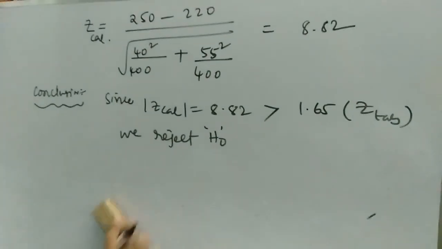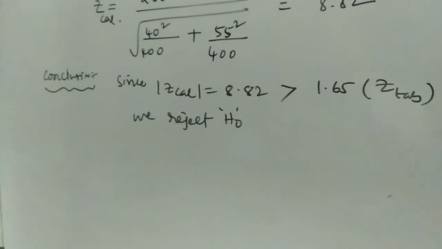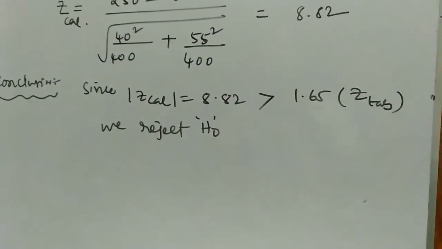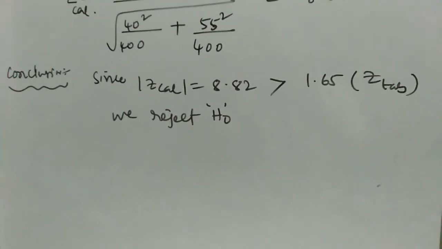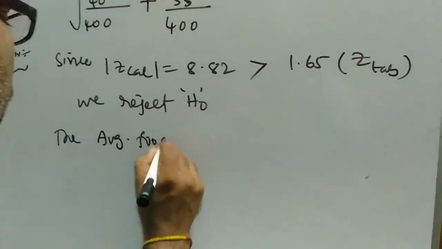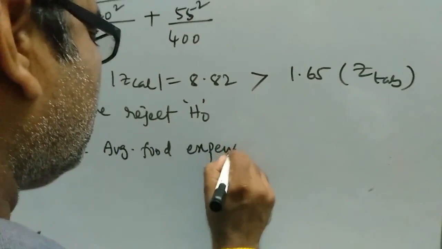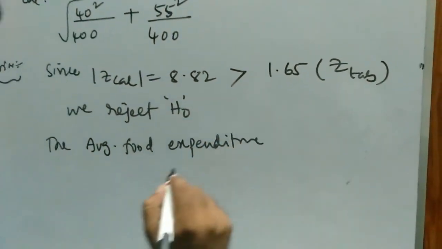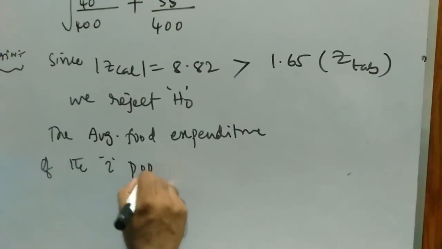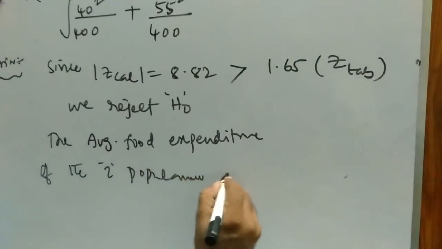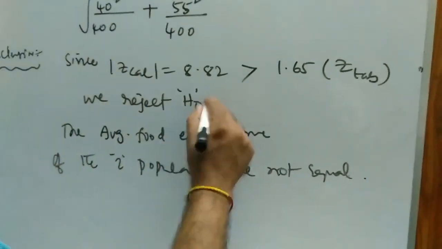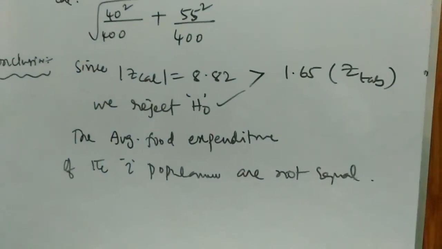The two populations are the same, so that is where we get a contradiction. That means what? Reject H0 means what? The average food expenditure of the two populations are not equal. There is a contradiction for H0, so we are rejecting H0.